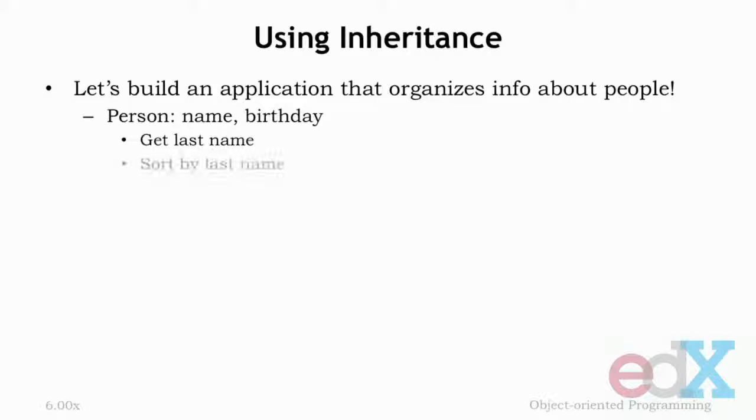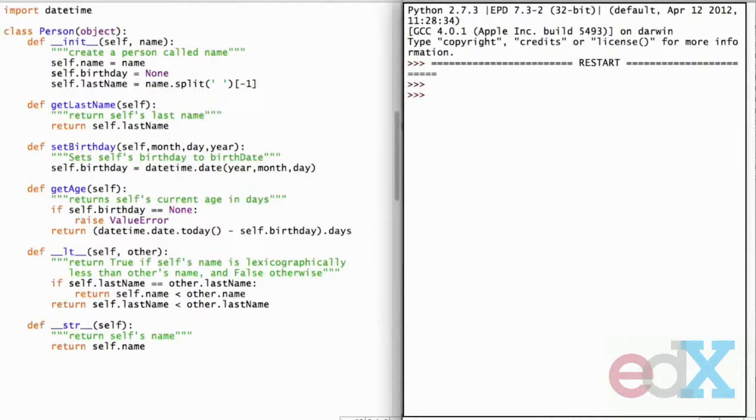We'll provide support for sorting lists of people by their last name, and finally we'll be able to get the age of a person based on their birthday. Let's go look at the code. So here we have our definition of the person class with all the different methods defined for it. We're also making use of the datetime module, which provides a bunch of support for manipulating dates, and we'll see how that gets used in a moment.